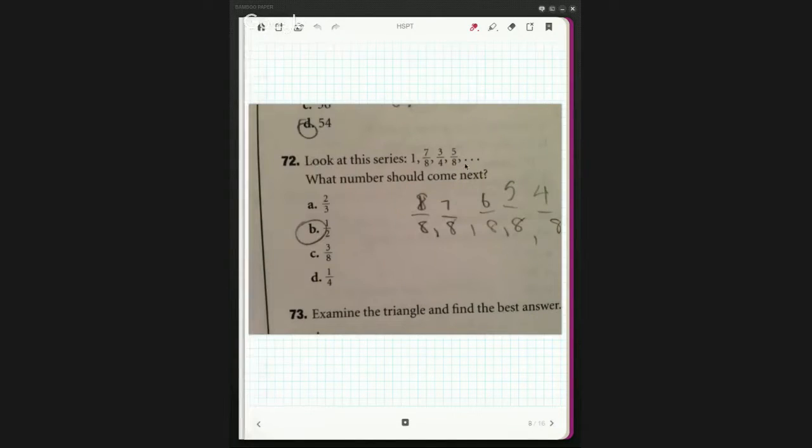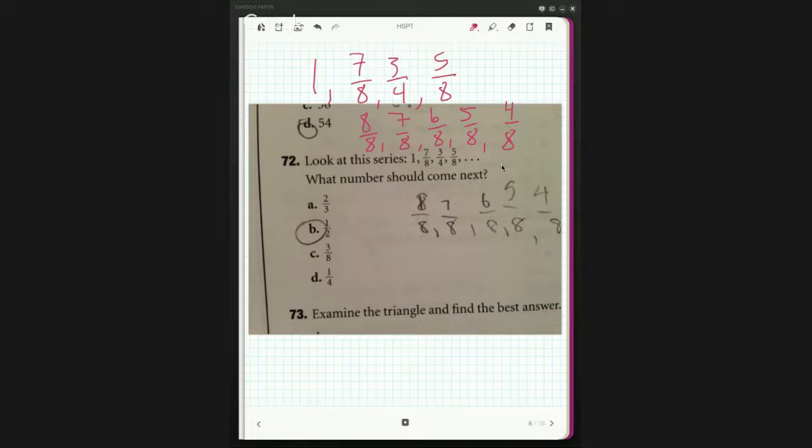Let's see what comes into play. Okay, what do we got here? 1, 7/8, 3/4, 5/8. So this is a fraction question. Let's see if you can put these into eighths. If I think about all these things as eighths, it makes it really easy to see. So 1 would be 8/8, 7/8, 3/4, if you could convert that correctly, is 6/8, and then 5/8. So the next would be 4/8.